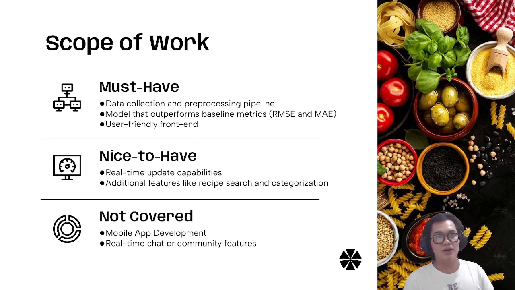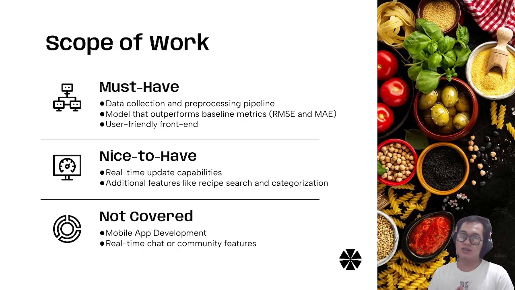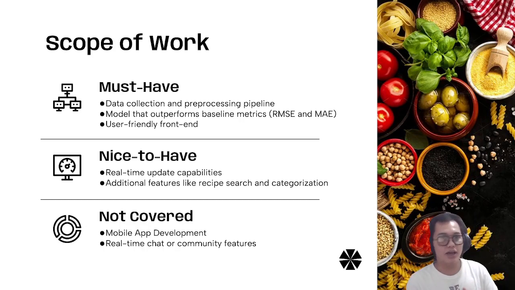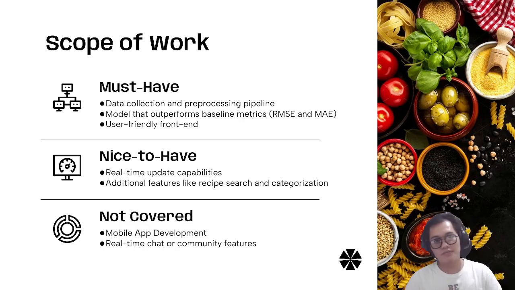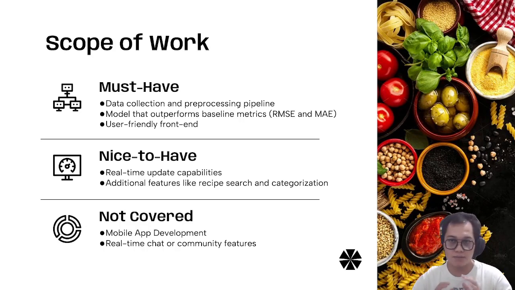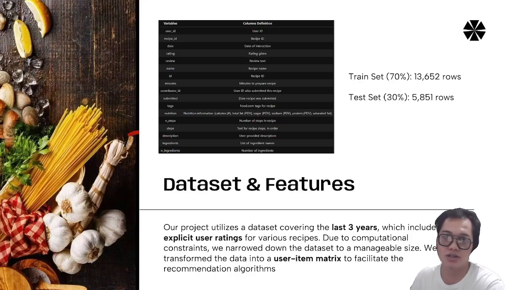All right, this is our scope of work, where we have three separate sections. The must-have section is the data collection and pre-processing pipeline, a model that outperforms baseline metrics in RMSE and/or MAE, and a user-friendly front end. The nice-to-have section is real-time update capabilities and additional features like recipe search and categorization. What is not covered in this project is mobile app development and real-time chat or community features. All right, these are our datasets, where we split the data into 70% for the train set and 30% for the test set.